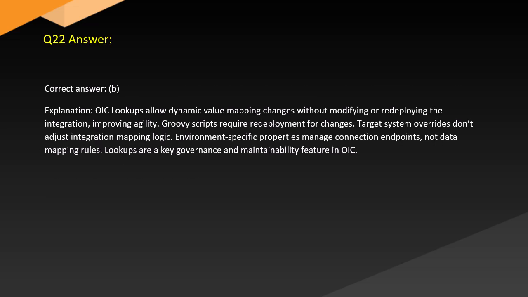Answer. Correct answer: B. Explanation. OAK lookups allow dynamic value mapping changes without modifying or redeploying the integration, improving agility. Groovy scripts require redeployment for changes. Target system overrides don't adjust integration mapping logic. Environment-specific properties manage connection endpoints, not data mapping rules. Lookups are a key governance and maintainability feature in OAK.